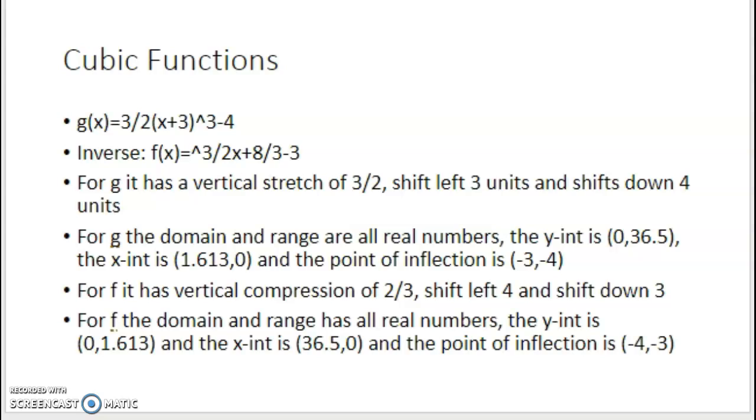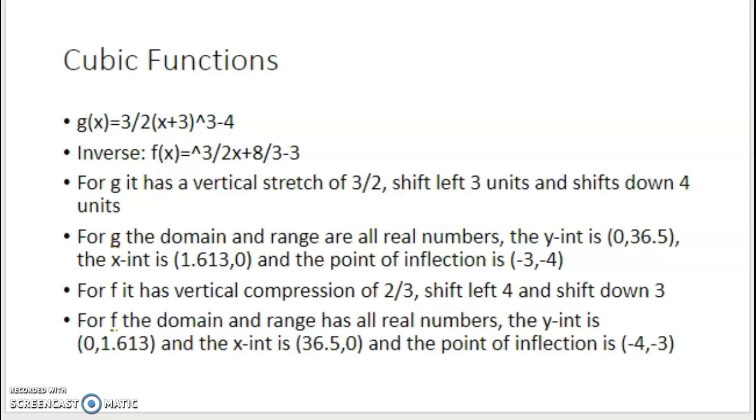For g, the domain and range are all real numbers. The y-intercept is (0, 36.5), and the x-intercept is 1.613, and the point of inflection is (-3, -4).